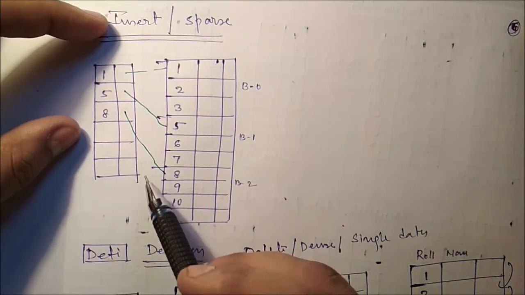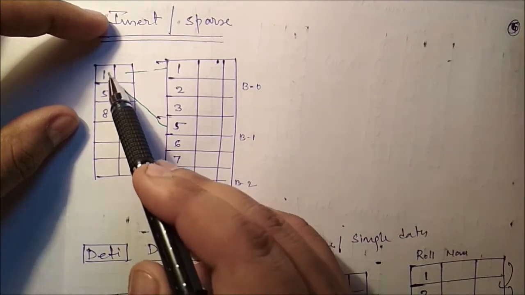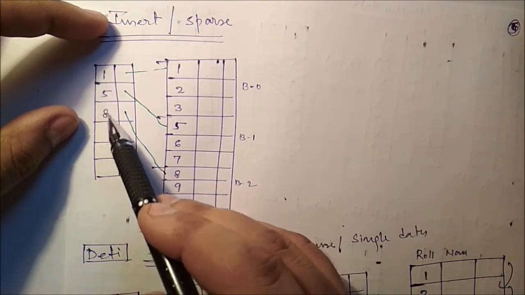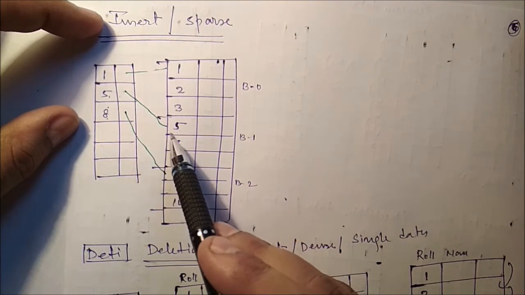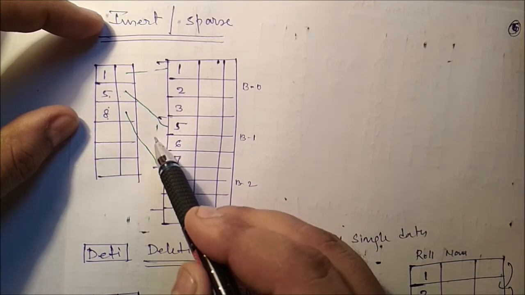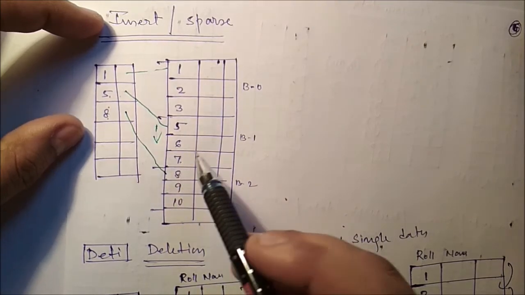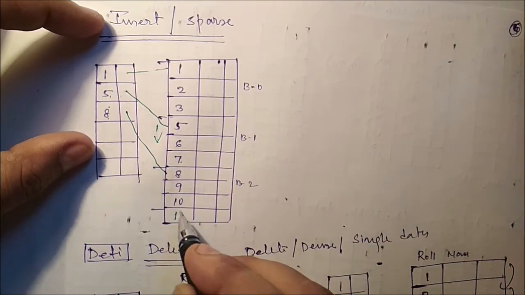Okay, so suppose we want to search whether roll number 7 is there or not. We first apply binary search. Now 7 is more than 5 and less than 8, so you have to read this particular part, and if you apply sequential search, you can get roll number 7.